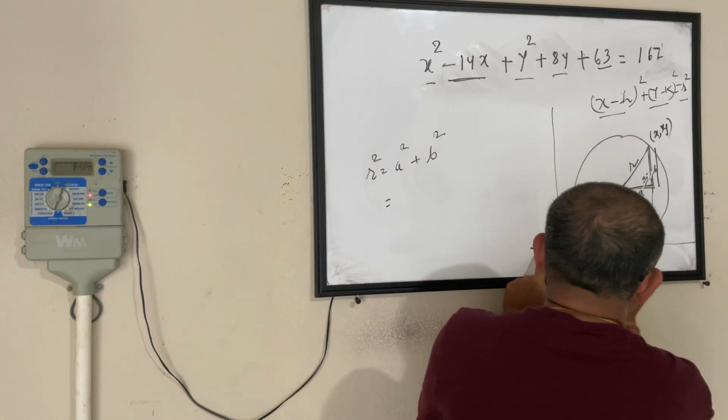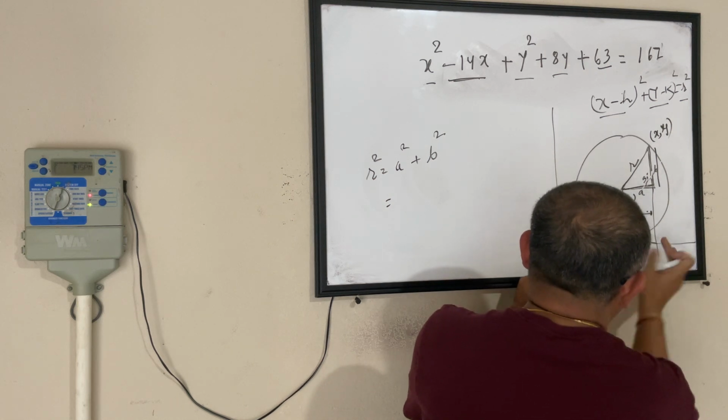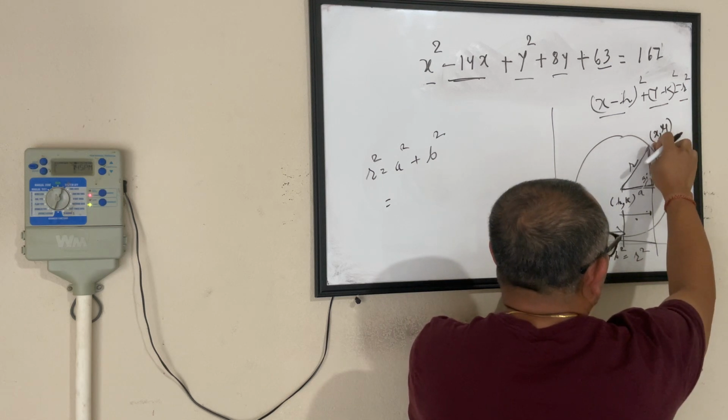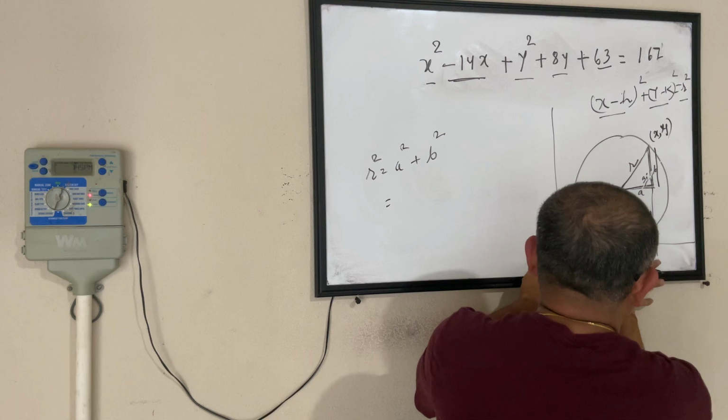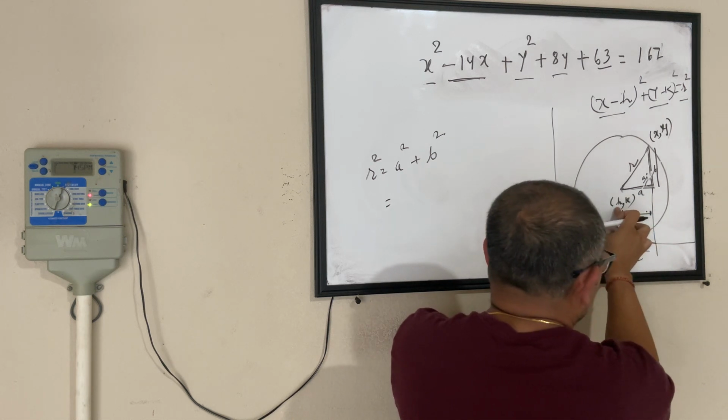This length minus this length. This length is what? We said the x coordinate of this point is x, so this length is x. This length is h. Here to here is h because this is the x coordinate.